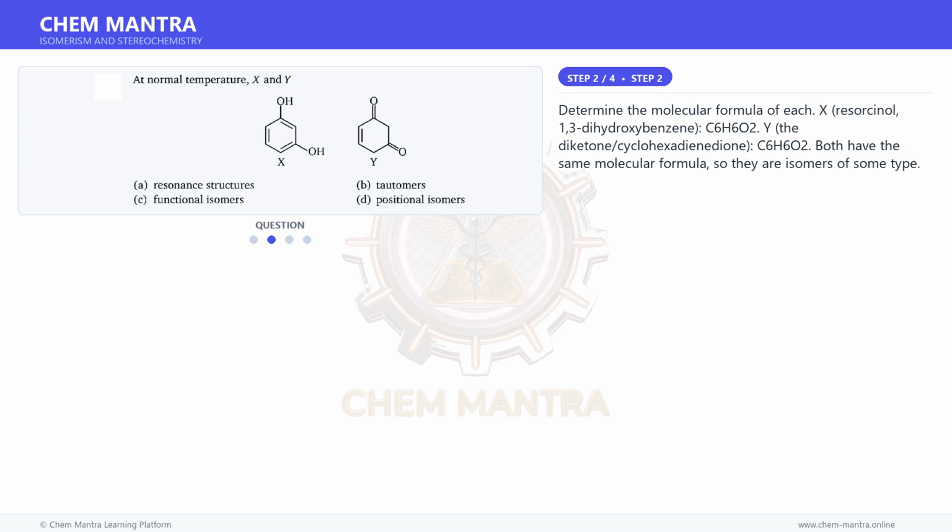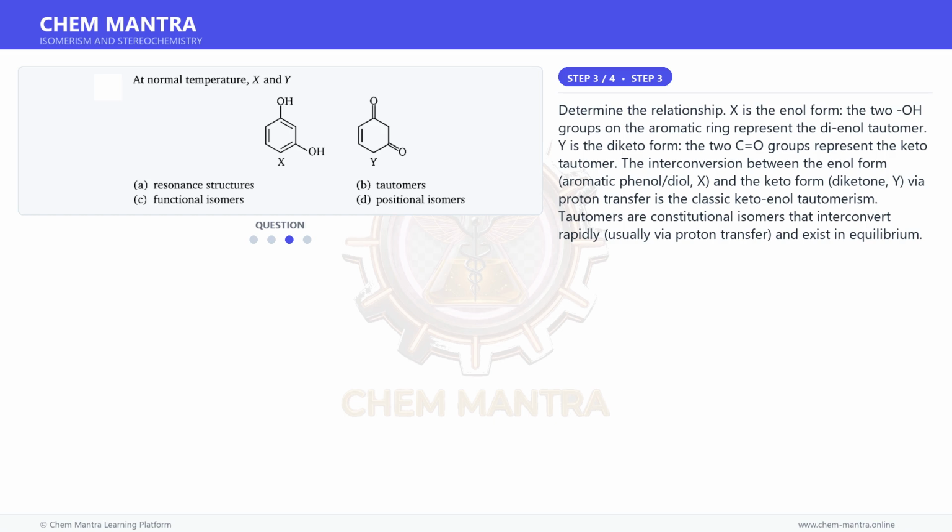Determine the molecular formula of each. X, resorcinol, 1,3-dihydroxybenzene, C6H6O2. Y, the diketone cyclohexadienedione, C6H6O2. Both have the same molecular formula, so they are isomers of some type. Moving on to the next step.